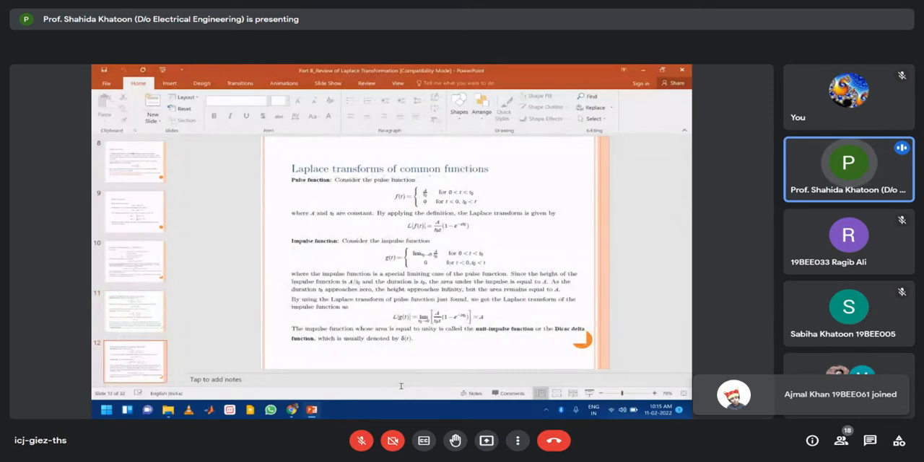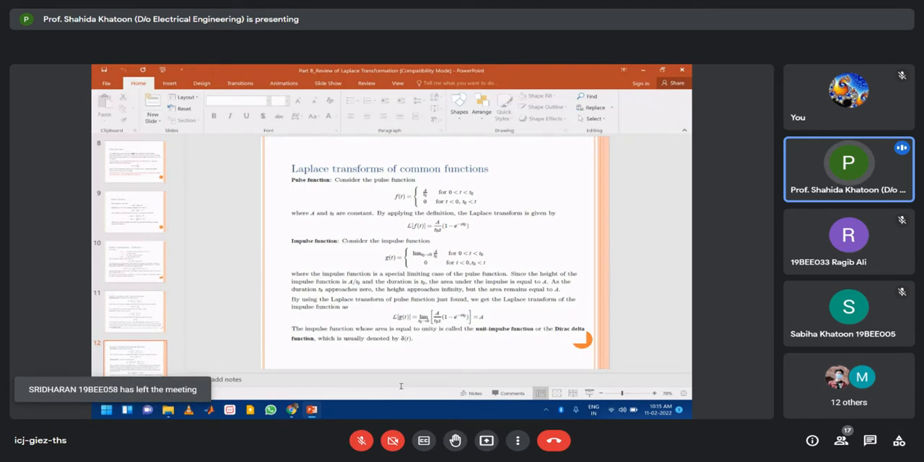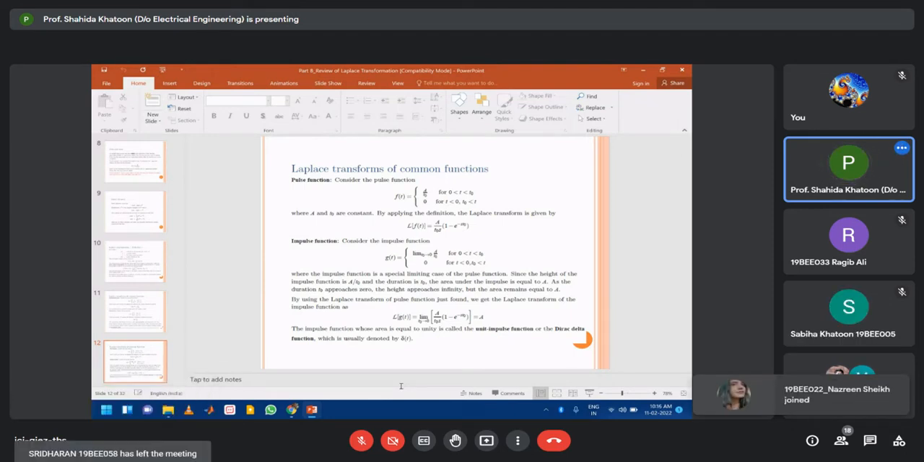Other common Laplace transform functions are the pulse function and the unit impulse. The pulse is denoted by A by t naught, which is 0 for t less than 0, and A by t naught for t between 0 and t naught. So it is basically a pulse of duration 0 to t naught, right? By applying the definition, the Laplace transform of this function is given by A upon t naught s into 1 minus e to the power minus s t naught, right?